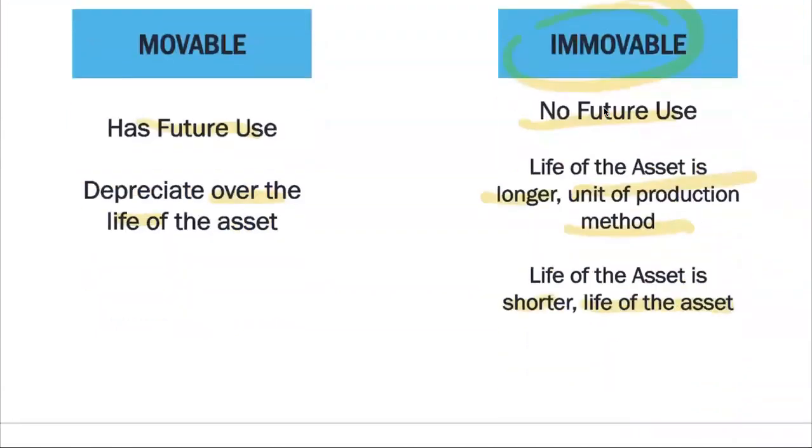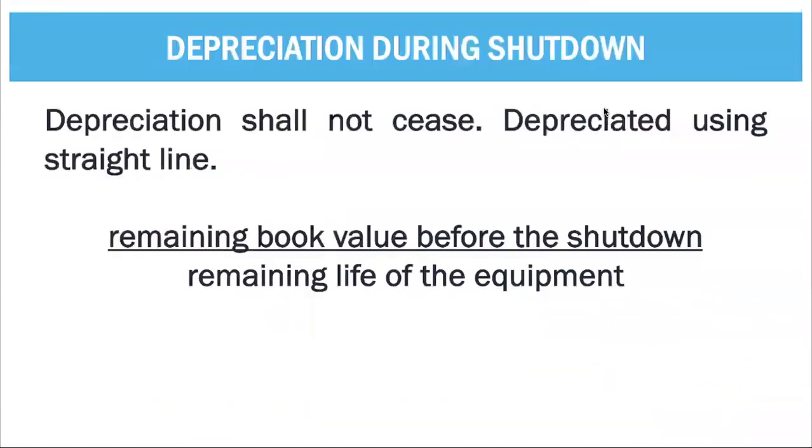And depreciation during the shutdown. If there is a property, plant, and equipment that is used during the exploration, we will not cease depreciation. So depreciation shall not cease. It will continue using straight line. So in short, if you shut down, or when do we say there is a shutdown? If you will discontinue for a particular period of time the exploration. So for example, for 6 months, hindi ka muna magmimina. So during that 6 months, we have a shutdown.